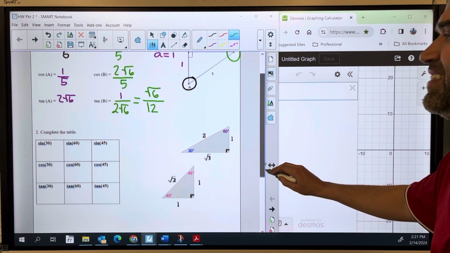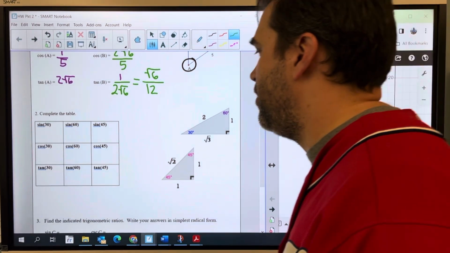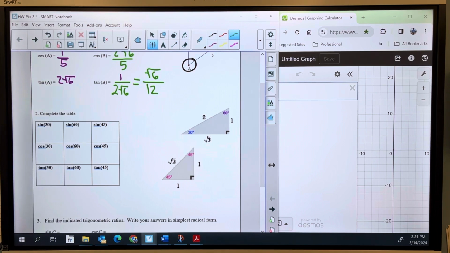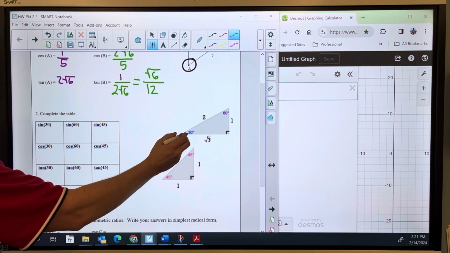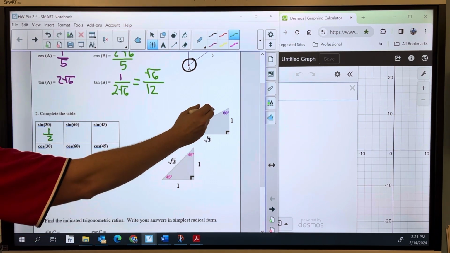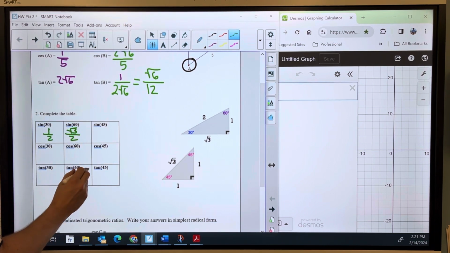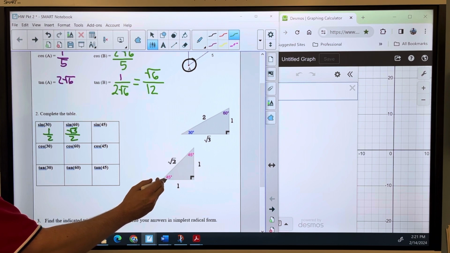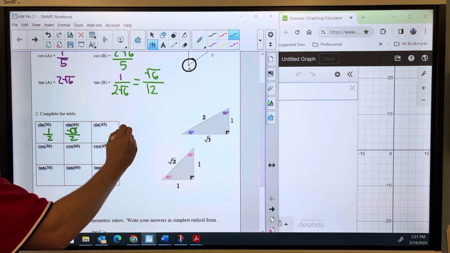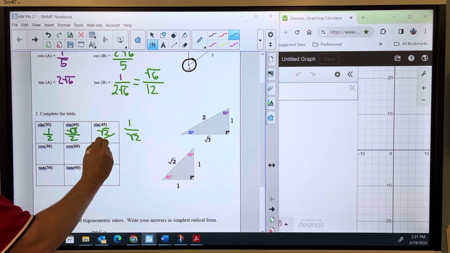Second one. Same idea. Now we're working with our special right triangles. Eventually, next year, Algebra 2, this is what you're going to have to memorize or know how to find quickly. Sine of 30, so we go to our 30, opposite over hypotenuse, 1 half. Sine of 60, we go to 60, opposite over hypotenuse, root 3 over 2. Sine of 45, here's our 45, opposite over hypotenuse. It's 1 over root 2, but because we need to rationalize that denominator, we end up with root 2 over 2.